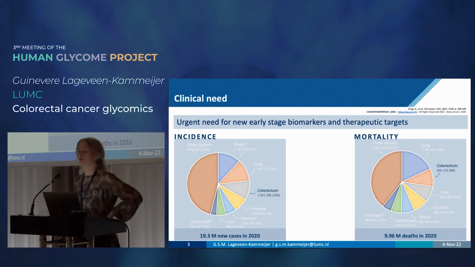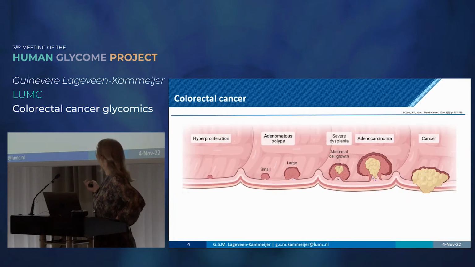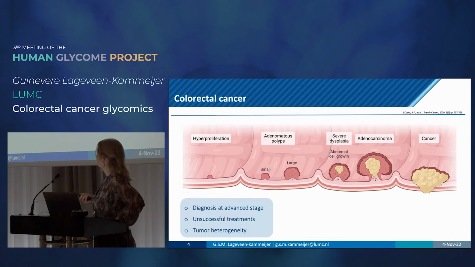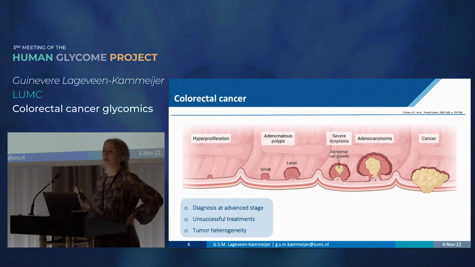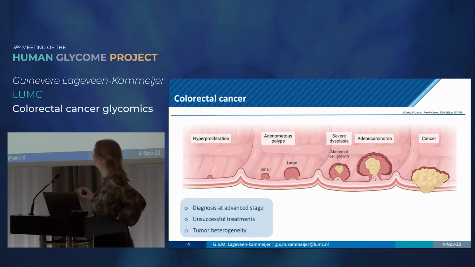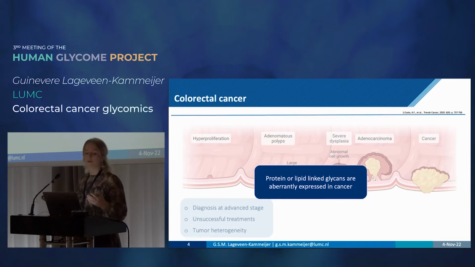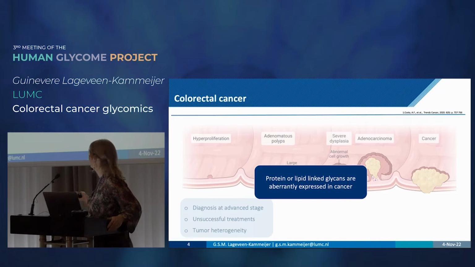So what is actually going on with colorectal cancer, and why is there an urgent need for new early-stage biomarkers and therapeutic agents? Diagnosis is normally at an advanced stage, and due to that there are quite some unsuccessful treatments. Also, the tumor is quite heterogeneous. So we would like to look at glycosylation. I don't think I need to tell this audience that glycosylation changes in cancer, so that's what we wanted to investigate more in depth.